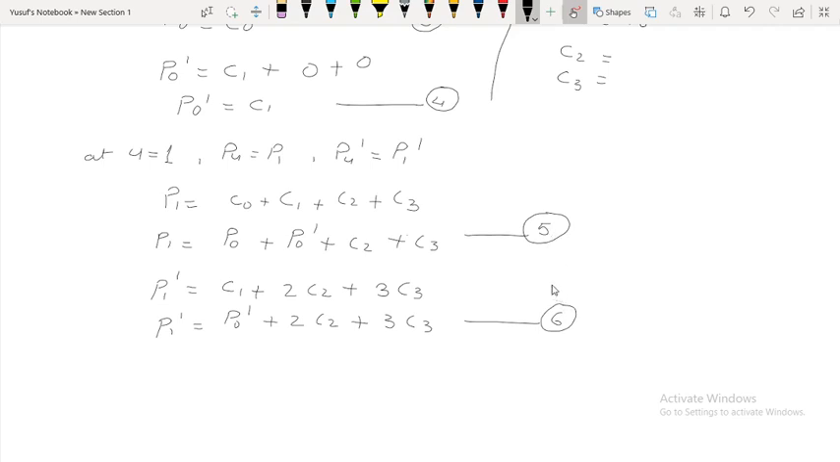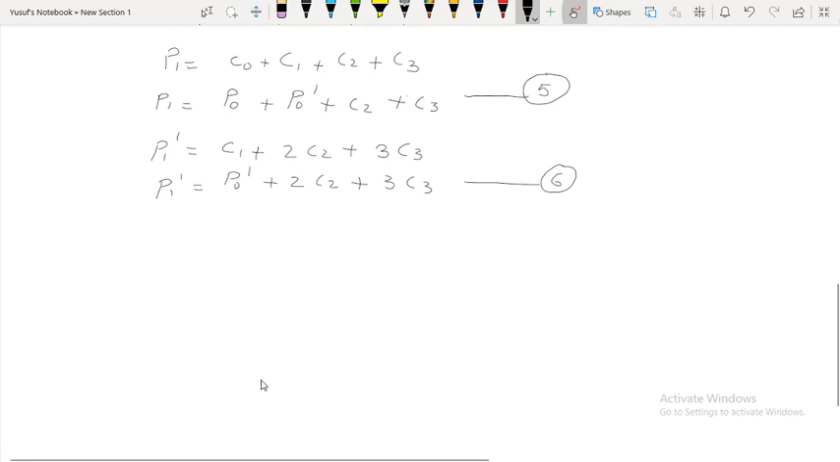And from equations 5 and 6, we are supposed to calculate c2 and c3. These two coefficients I have to calculate by using equations 5 and 6. So first I will calculate c3. To calculate c3, I have to cancel c2. So I have to multiply equation 5 by 2, so we get 2c2 and then minus 6. So here I am writing equation 6 minus 2 times equation 5. If I multiply equation 5 by the coefficient 2 and subtract it from equation 6, then c2 will get cancelled and we will get the coefficient c3.